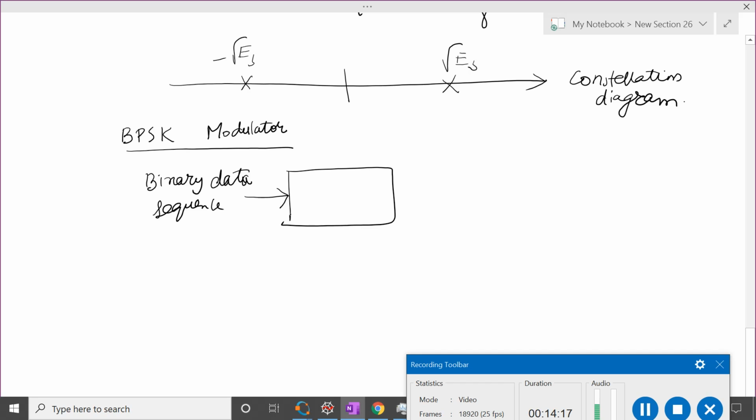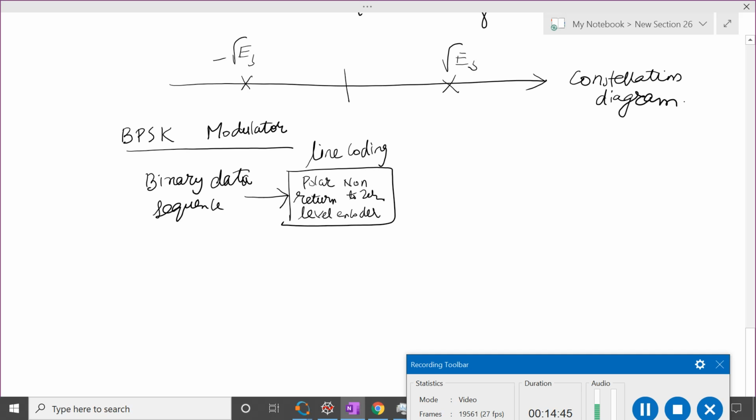What is the first thing I should do? I should do line coding, right? Representing 1 by some plus level, representing 0 by some minus level. So I will use something called polar non-return to 0 level encoder.